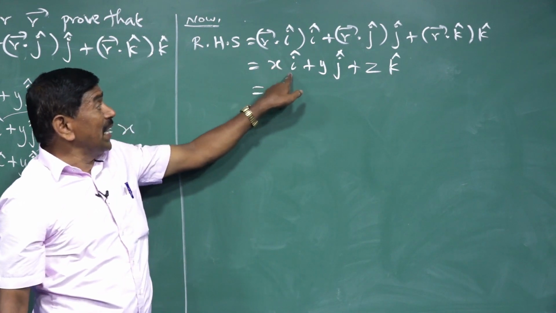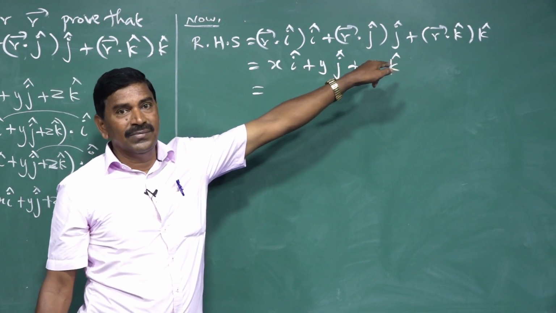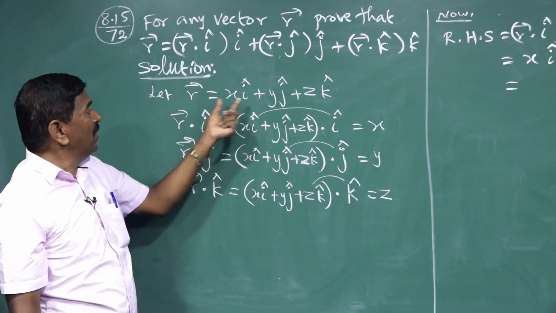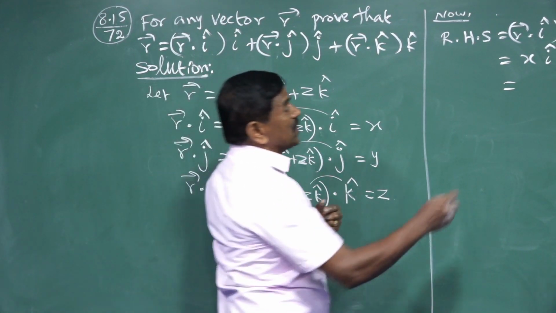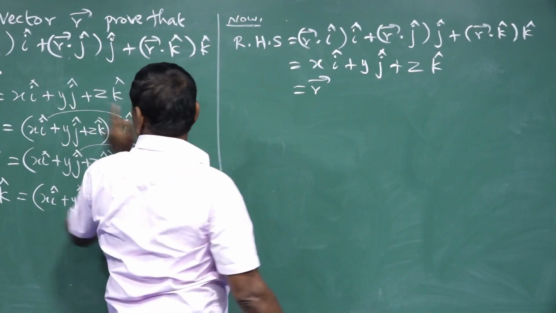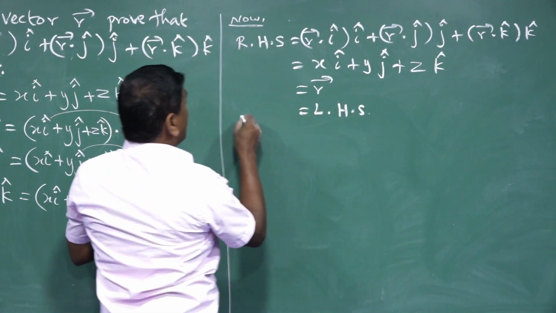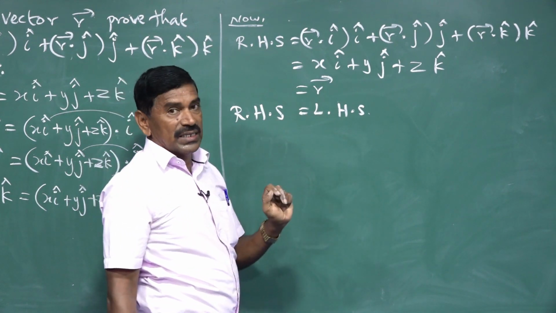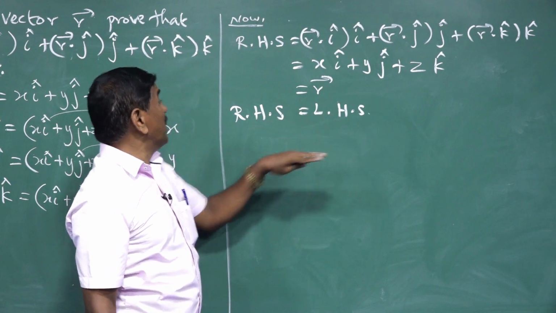Now, what is xi cap plus yj cap plus zk cap? Which is r vector, because initially we took xi plus yj plus zk equal to r vector. So it is equal to r vector. What is r vector? Which is LHS. Already we took RHS. Therefore, RHS equal to LHS, that is LHS equal to RHS.